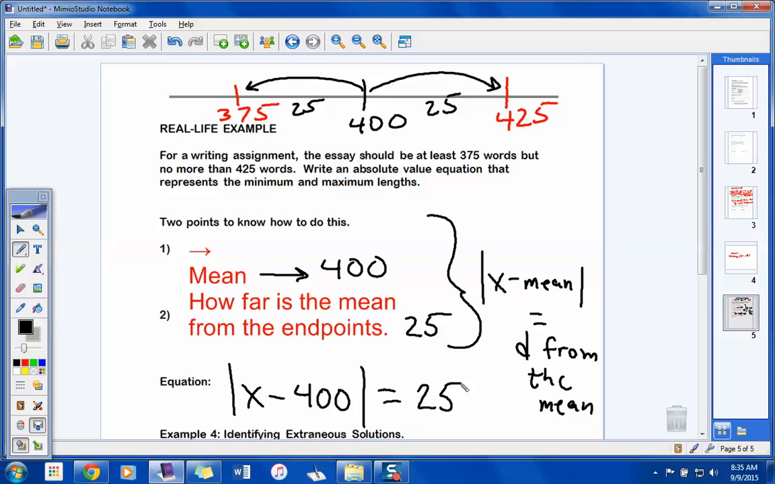Okay. What are my endpoints, first of all, for that speed limit sign? 40 and 70. So the first thing I want to find is the average. Do that quickly. What do you get? 55.